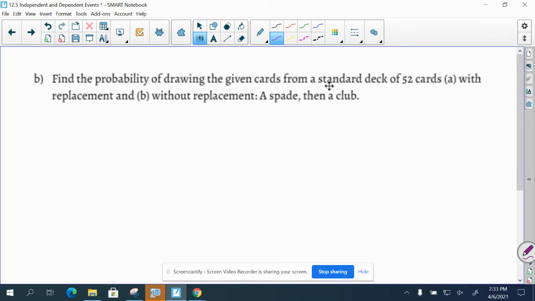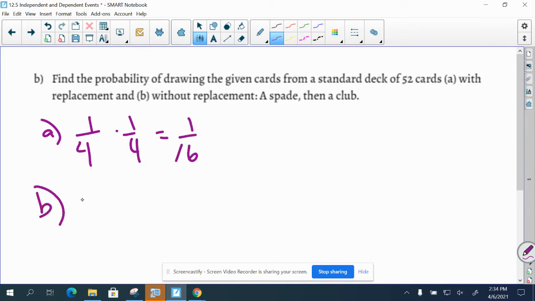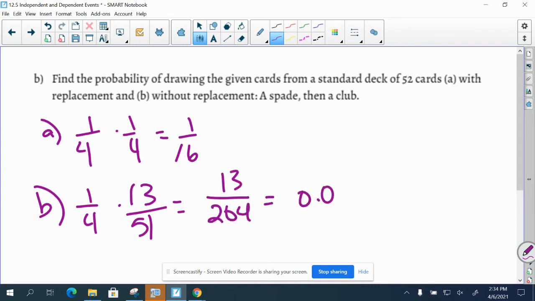Right. So the same thing with this second question, part B. Find the probability of drawing the given cards from the standard deck of 52 cards with replacement and without replacement. So a spade, then a club. So there are 1/4 of them with replacement. 1/4 are spades and 1/4 are clubs. So that makes 1/16. If you don't replace it, then you've got the same 1/4, but then when you pick a club, there's 13 clubs, but only 51 cards left. So that's going to give you 13 over 204, which is 0.064.